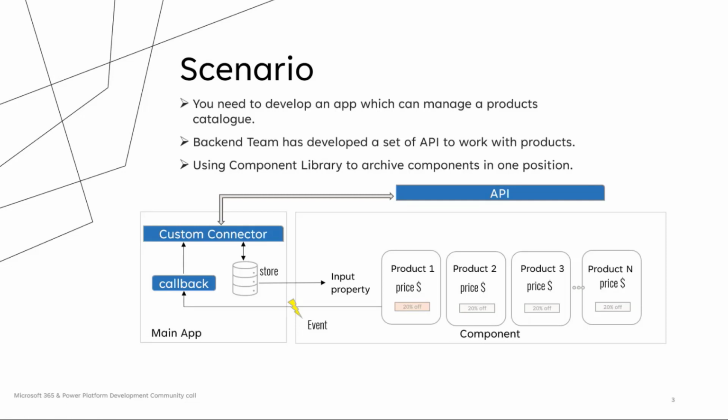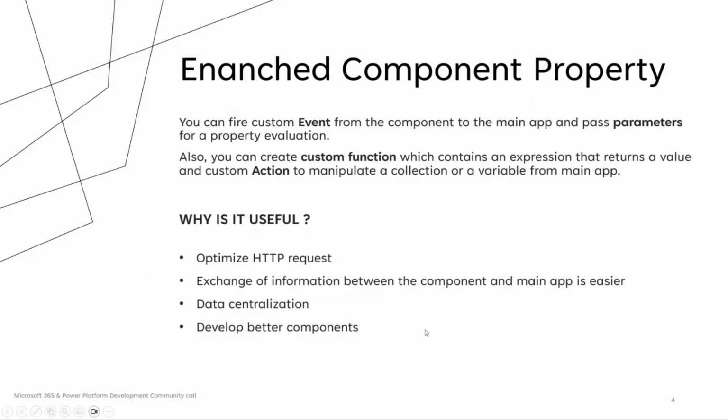But now we have to understand how we can create an event. So now comes into play enhanced component property, and thanks to this feature, you can fire a custom event from the component to the main app. Previously, you could get the same result using toggle control or reset property, but this approach was complicated to manage.